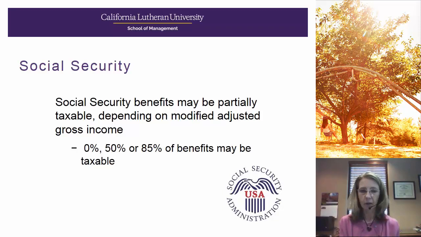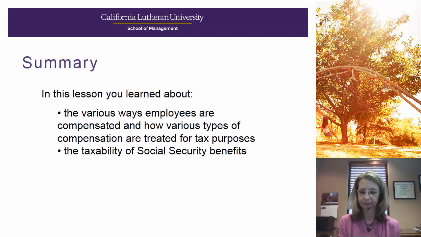Now, the last concept that we'll talk about for gross earned income is Social Security benefits. And technically, this is an income that you earn currently that you're receiving, but it's based certainly on income that you've earned in the past. So Social Security benefits may be partially taxable depending on the taxpayer's other income, and that's called the modified adjusted gross income. And so Social Security benefits could be taxed at 0%, half the benefits could be taxed, or 85% of benefits could be subject to ordinary income tax.